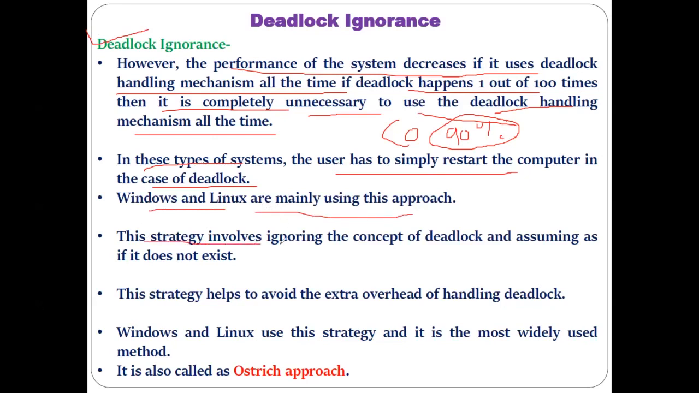This strategy involves ignoring the concept of deadlock and assuming that it has not occurred. So simply ignore it by restarting the computer. Understood? This strategy helps to avoid the extra overhead of handling the deadlock. It avoids applying the mechanisms we have discussed: first, deadlock prevention; second, deadlock avoidance; and third, deadlock detection and recovery.